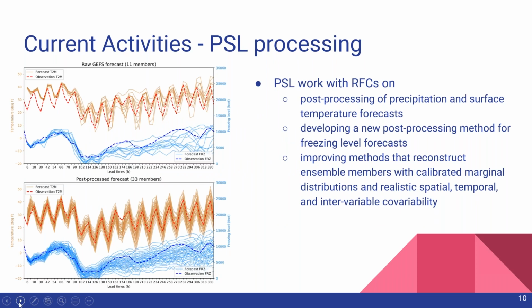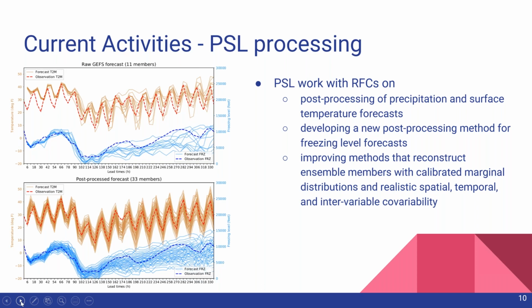Physical Science Laboratory. They are working on different methods. They're post-processing their precipitation and temperature files. They're also working on developing freezing level forecasts. That was highlighted as something that was very important. So that's something that Climate Prediction Center hasn't done in the past and doesn't really have a lot of expertise in. So it's more developmental, and that's where our laboratory will be working on it.